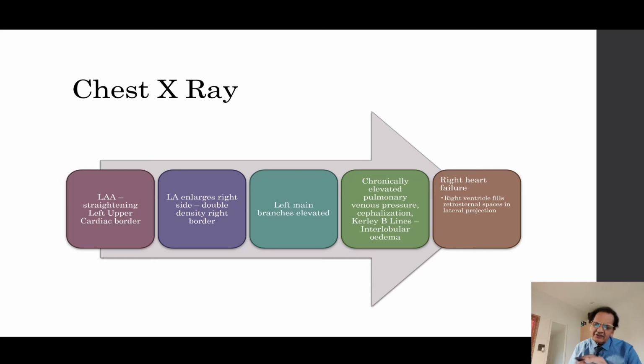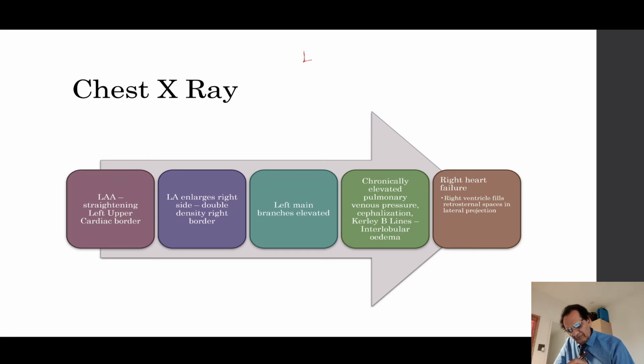Because these are all teaching points as far as mitral stenosis is concerned. That there is a straightening of the left upper border because of the enlargement of what? Left atrial appendage. LA enlarges and there is a double density because of the LA. Many a times, three-fourths of the heart shadow may be an enlarged left atrium. So it should be kept in mind.